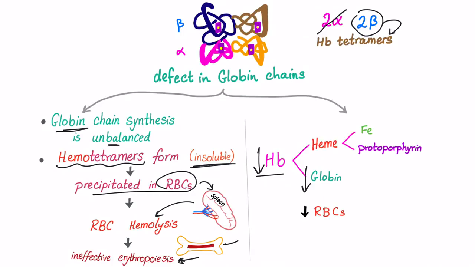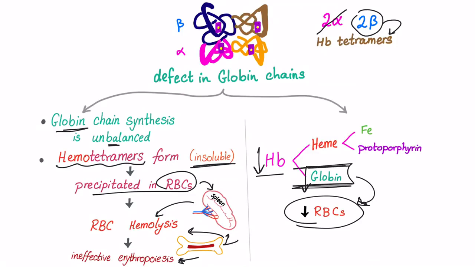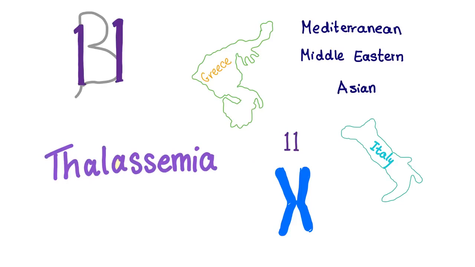Why? Bone marrow tries to respond to the hemolysis by producing more red blood cells. However, globin synthesis is decreased. I cannot synthesize good RBCs or sufficient RBCs. It's called ineffective erythropoiesis. Beta thalassemia.